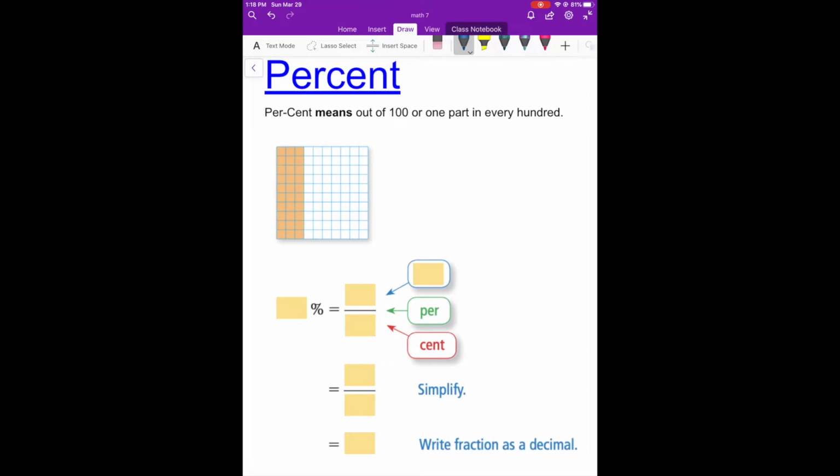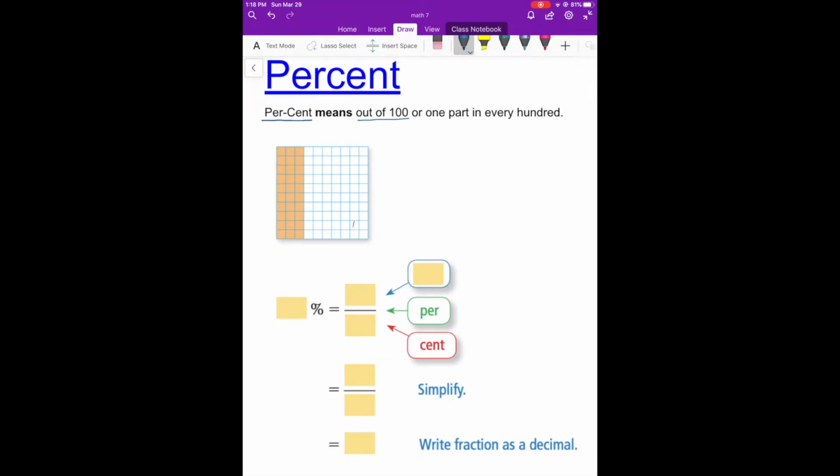Everyone, today we are talking about percent. So the name itself tells you what it is. It's percent. That means out of 100, or one part in every 100.